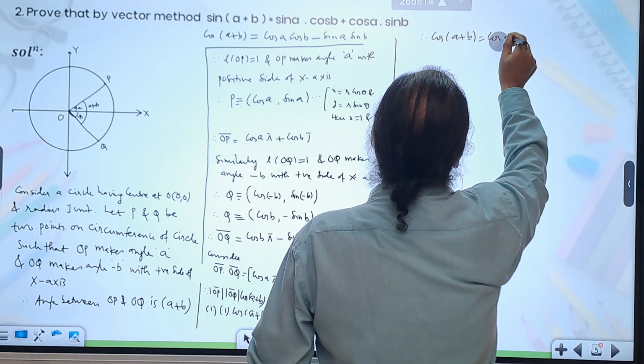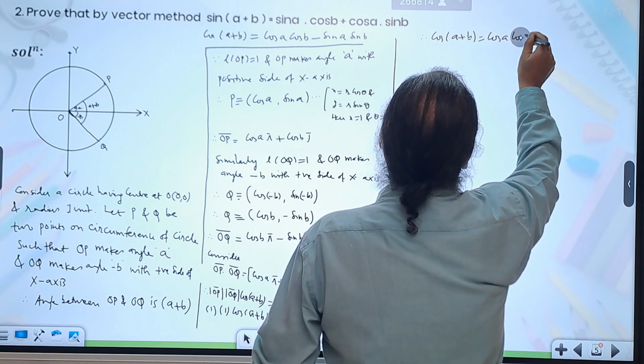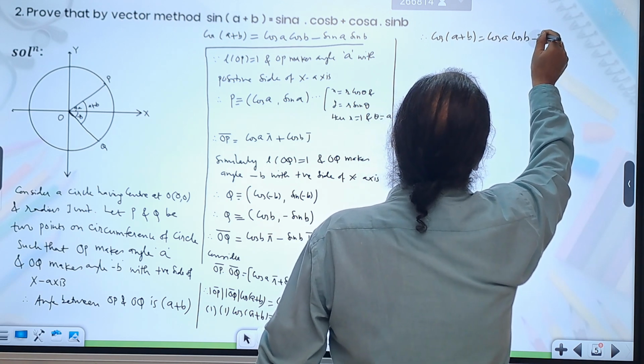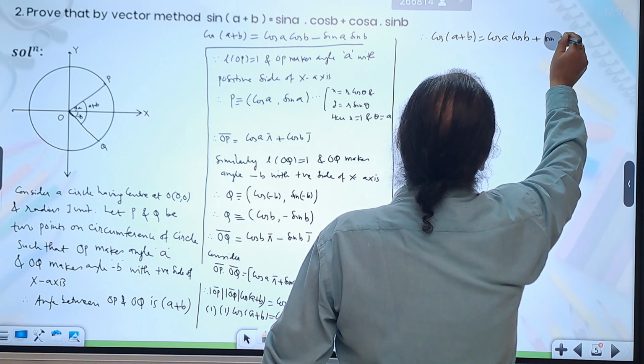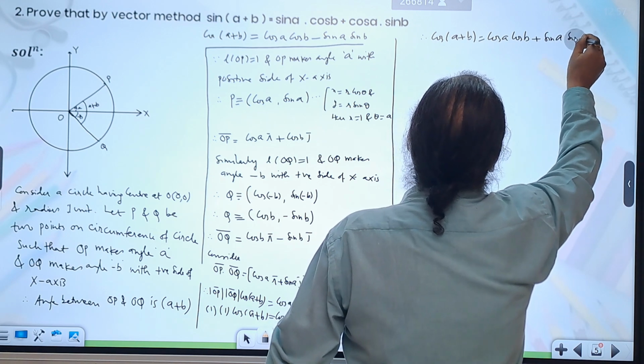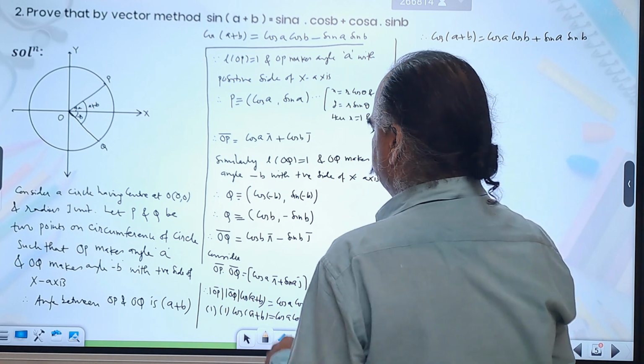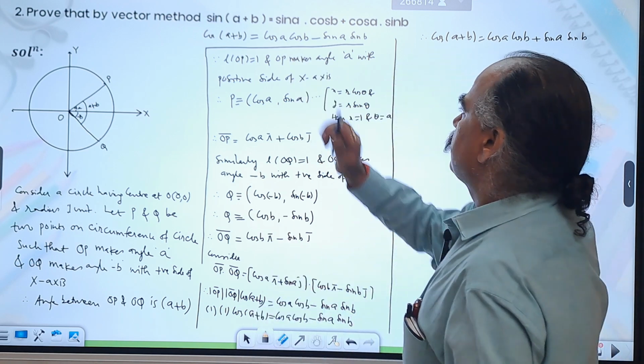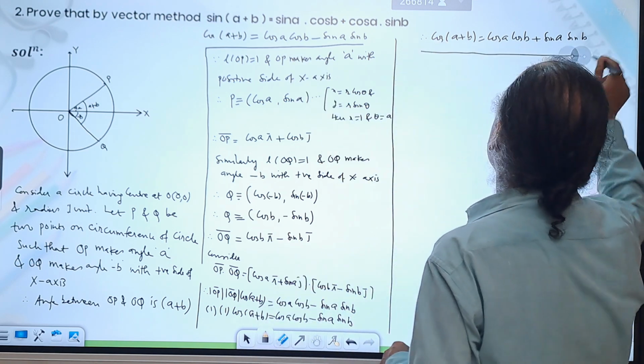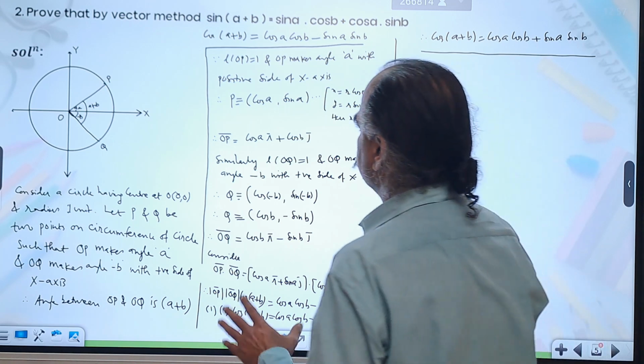cos A cos B plus sin A sin B. Then for proving sin(A plus B), we had to take the cross product. Cross product will give you what? Sin.